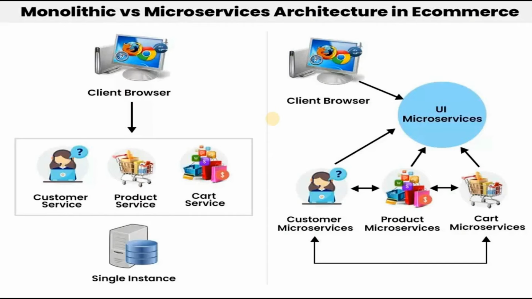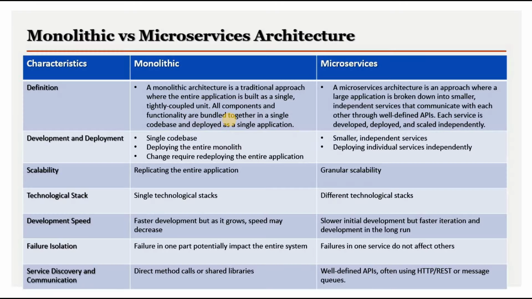So you can see for the monolithic, all the components are tightly coupled. The customer service, product service and cart service are interconnected and run in the same process space. And we have a single instance of the database where all the customer, product and cart related data is stored.